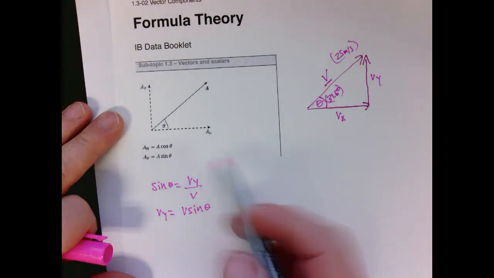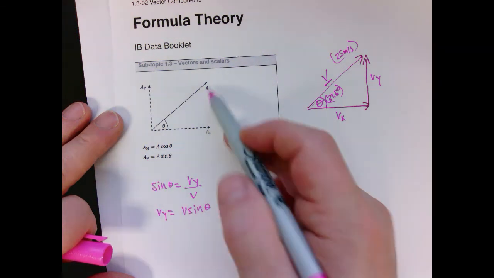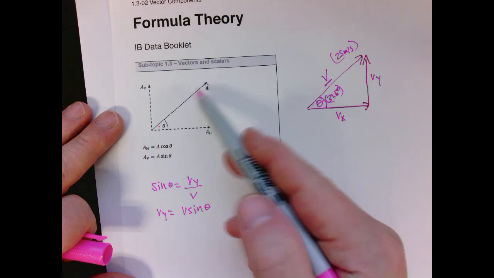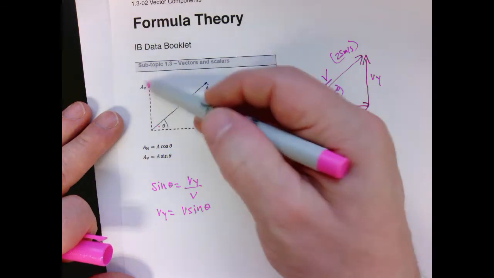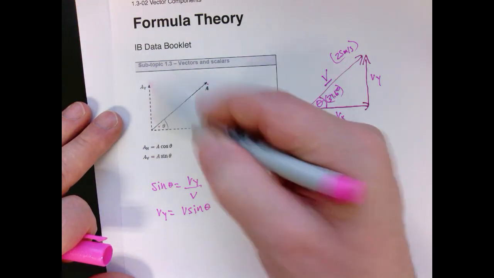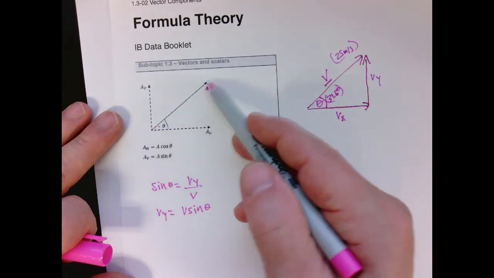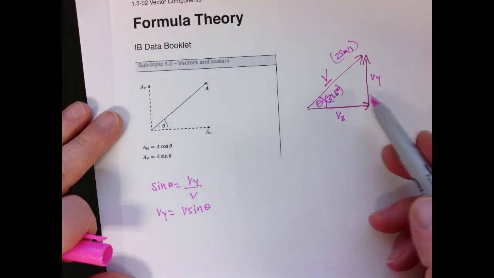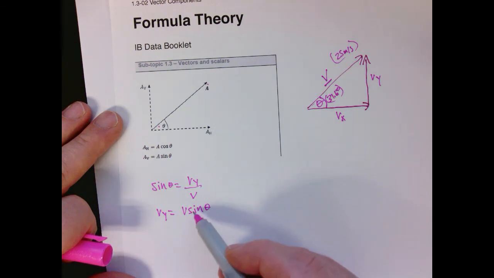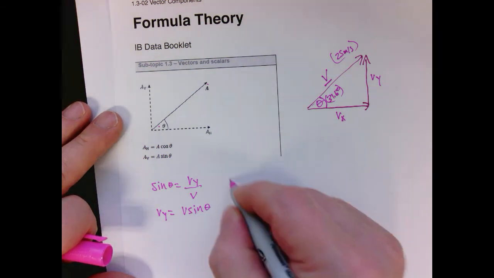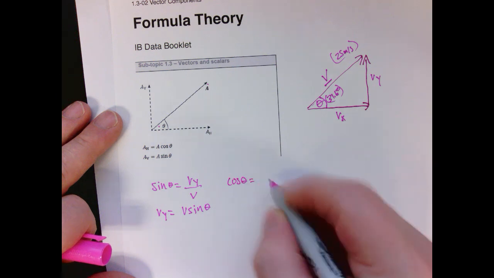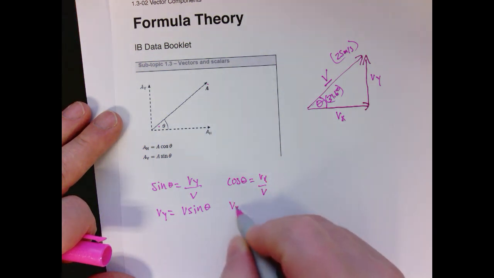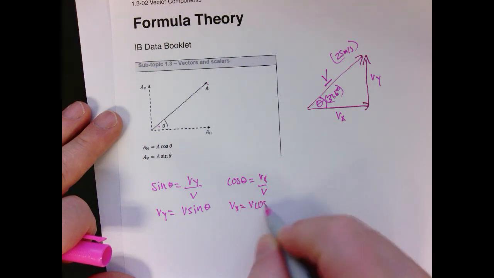Now, if you look at this up here, you can see the vertical, AV, is equal to A times the sine of theta. This I find more confusing than just having a triangle and doing the trig and solving it for each particular case. Now if we do cosine theta, it's going to give us Vx over V. Vx then is V cosine theta.